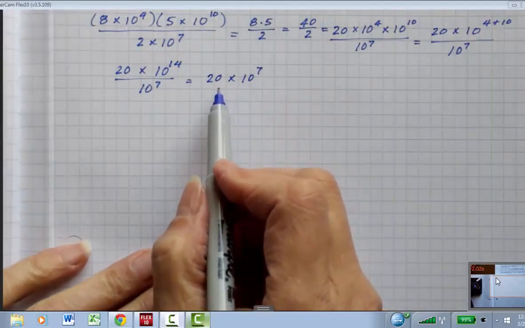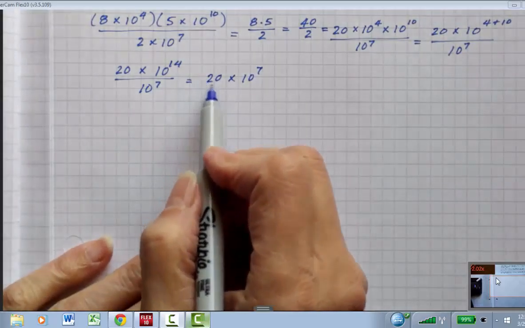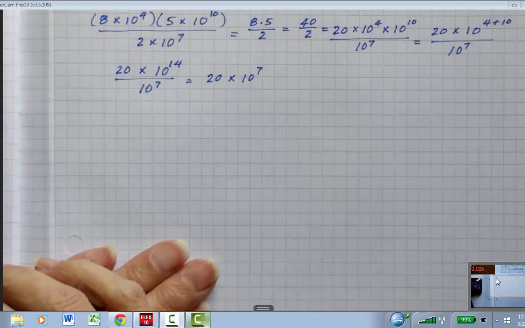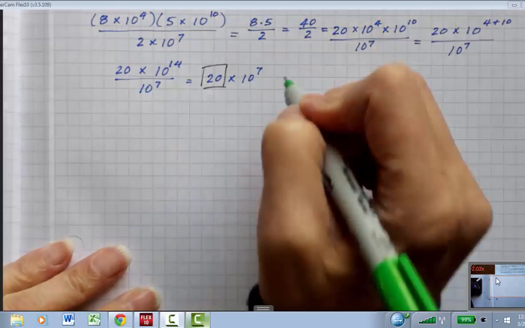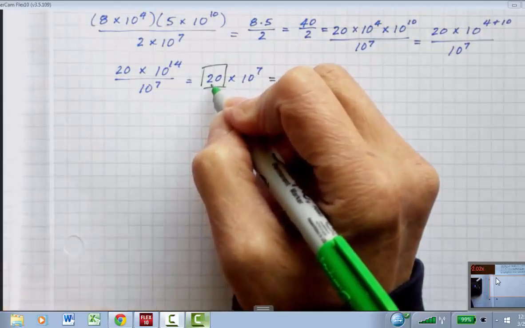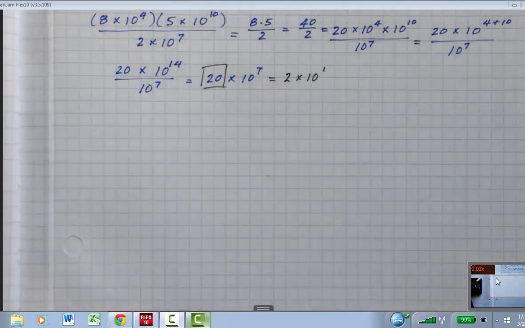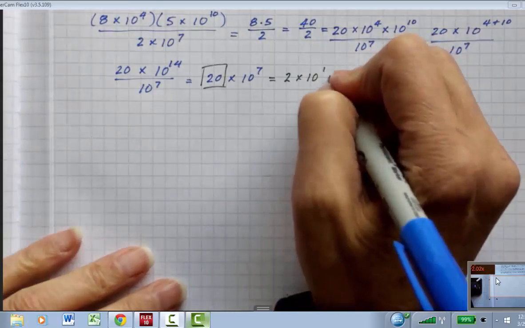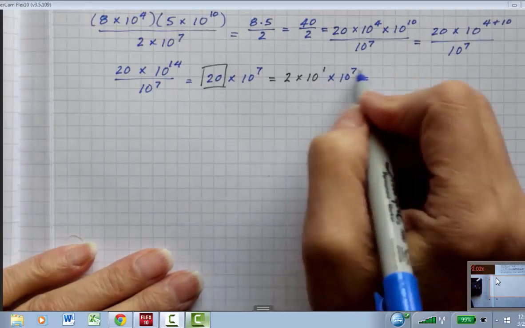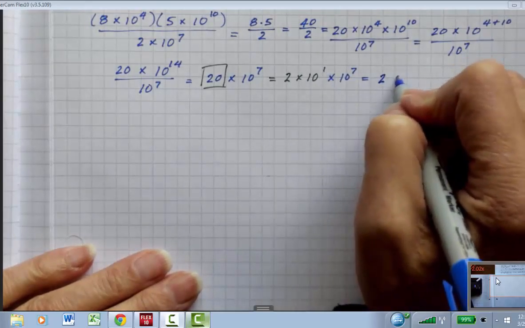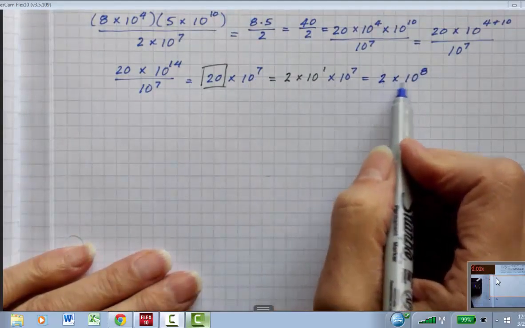And now you would think that you're done, but my 20 is not in scientific notation. I need to have a number between 1 and 10, and 20 is not a number between 1 and 10. So I'm going to rewrite the 20 in scientific notation. That becomes 2 times 10 to the first. And then I still have that times 10 to the 7th sitting there. Then I combine my exponents by adding them, and it becomes 2 times 10 to the 8th. So 20 times 10 to the 7th is the same as 2 times 10 to the 8th.